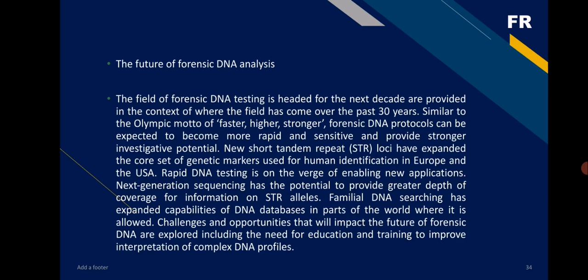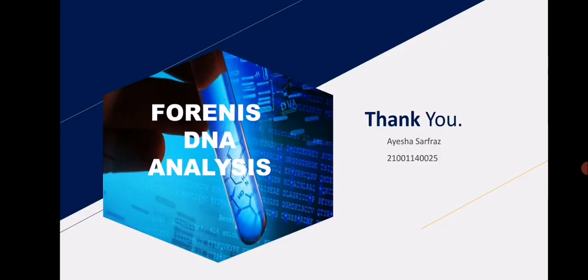New short tandem repeat STR loci have expanded the core set of genetic markers used for human identification in Europe and the USA. Rapid DNA testing is on the verge of enabling new applications. Next generation sequencing has the potential to provide greater depth of coverage for information on STR alleles. Familial DNA searching has expanded capabilities of DNA databases in parts of the world where it is allowed. Challenges and opportunities that will impact the future of forensic DNA are explored, including DNA for education and training to improve interpretation of complex DNA profiles.